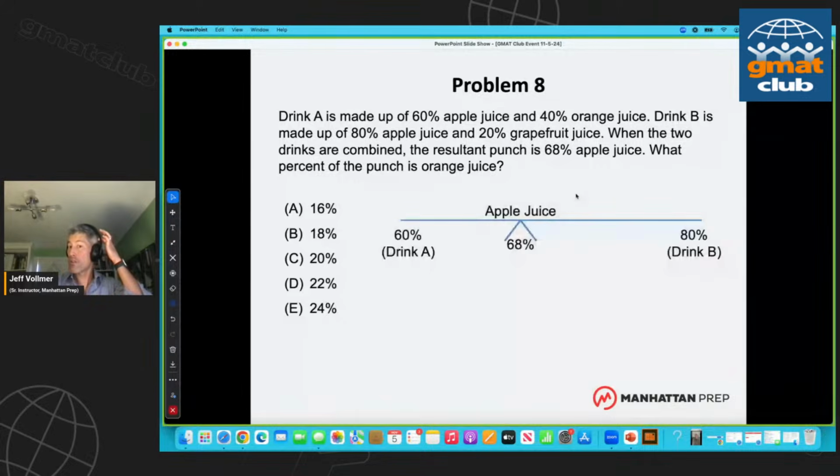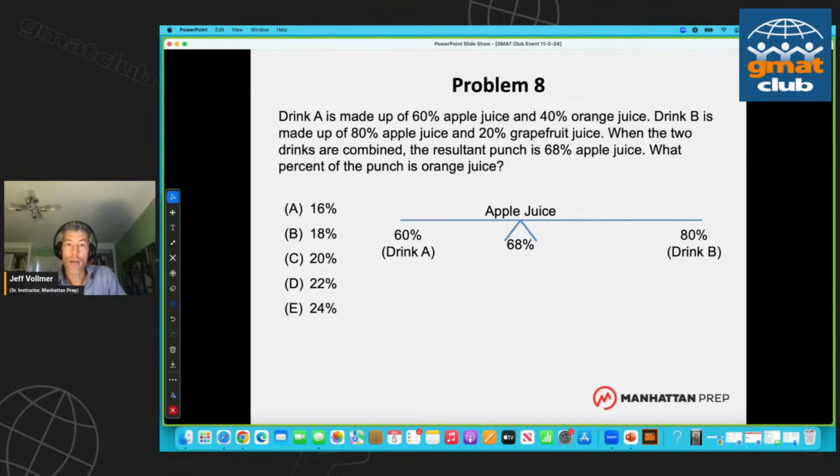So I think we can draw this out. Okay, we're dealing with apple juice here, and eventually I'm going to have to pivot to orange juice. So I'm kind of on notice there. All right, so right now I'm dealing with apple juice, and here's what we got. What can we determine about how much drink A and how much drink B there is to get this mixture of apple juice to 68%? So we could start, is there more drink A or is there more drink B? Let's start there.